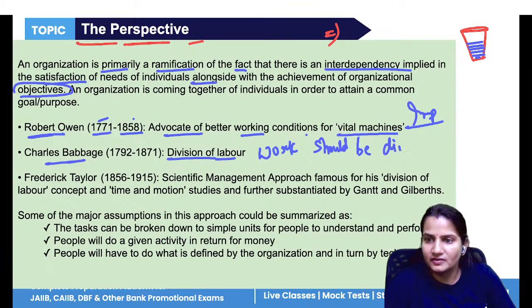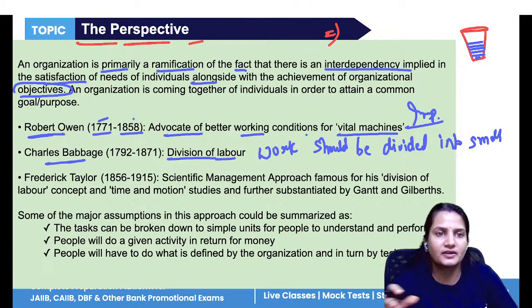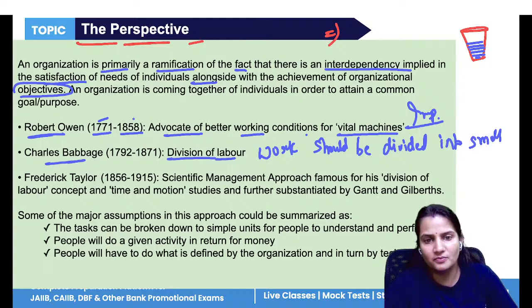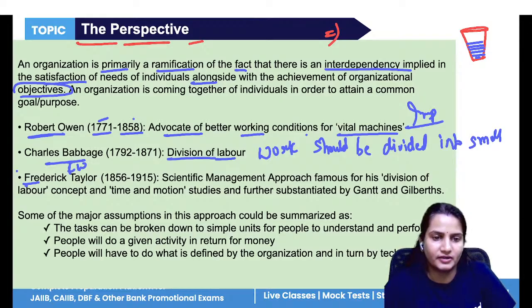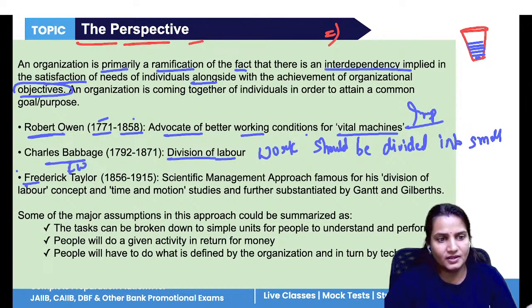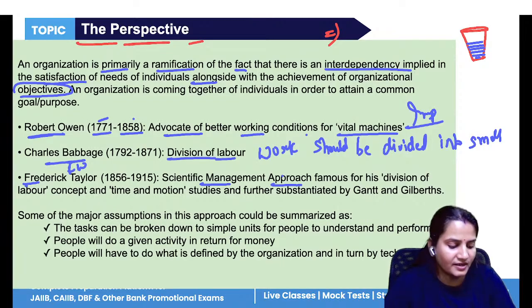Work should be divided into small and manageable units so that everyone can understand and everyone can perform in a better way. Now, Frederick Taylor, F.W. Taylor or Frederick Winslow Taylor, has given the concept of scientific management approach. Now, what is scientific management?